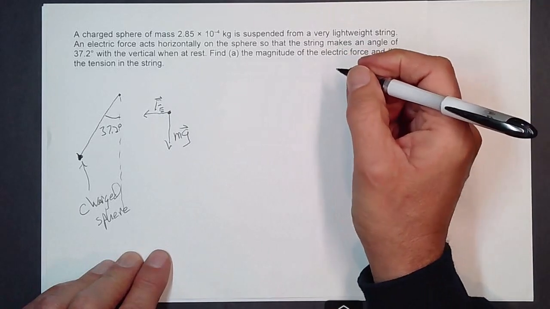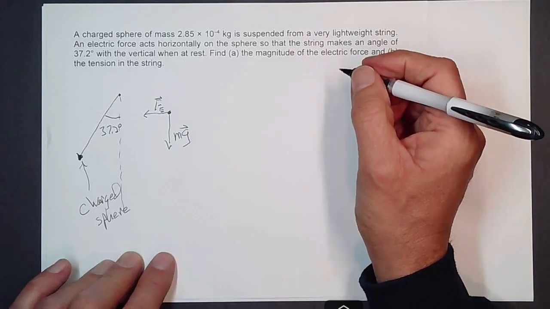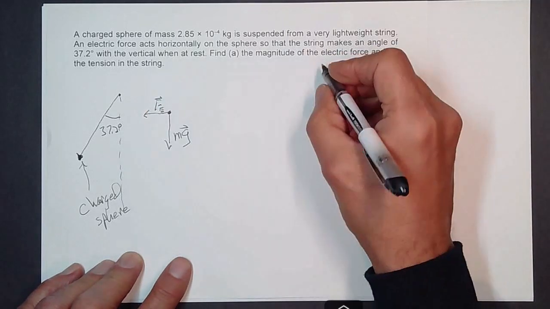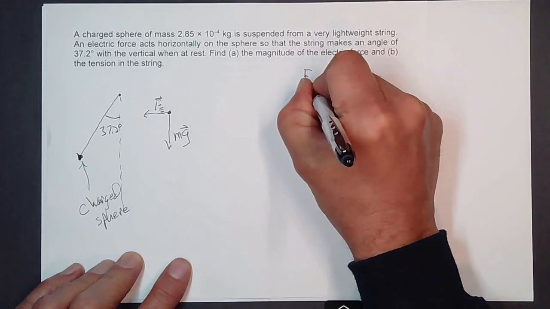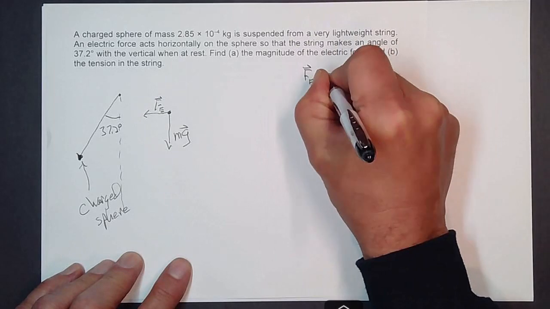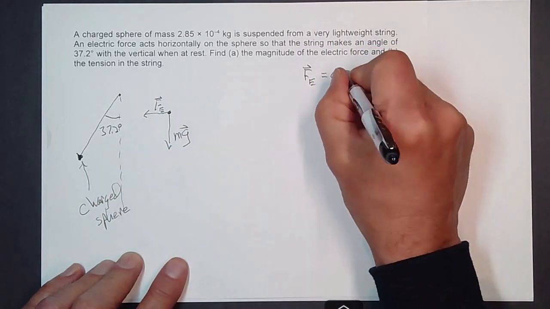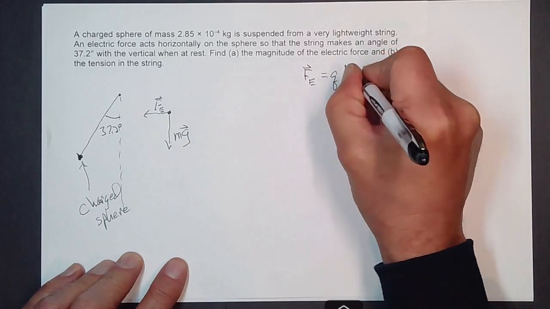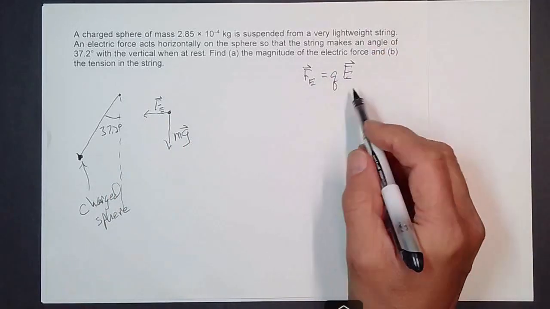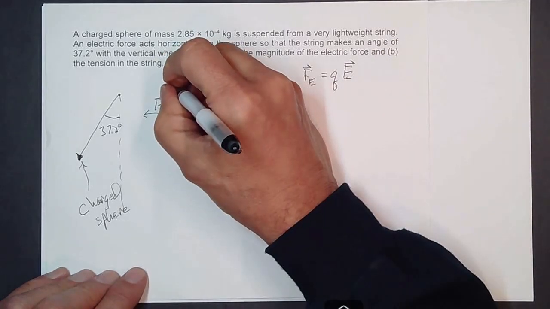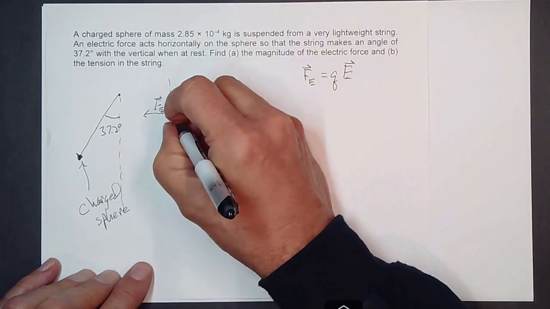When we get to electricity spring quarter, we'll find out that this force here would equal the amount of charge on the sphere times the electric field. And electric field is another vector. Okay, don't worry about that. That's for the future, but just thought I'd point that out.